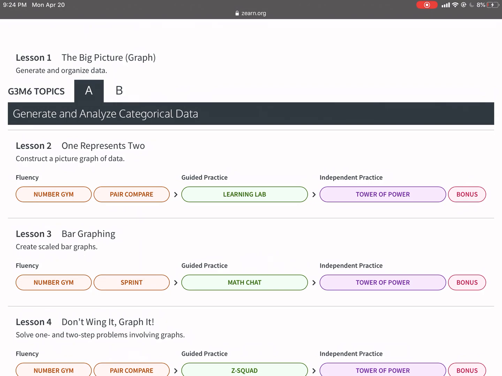We are on Module 6, Lesson 2, and we've been talking about how to represent data. And so our objective today is I can construct a picture graph of data. So that's what we'll be working on today.